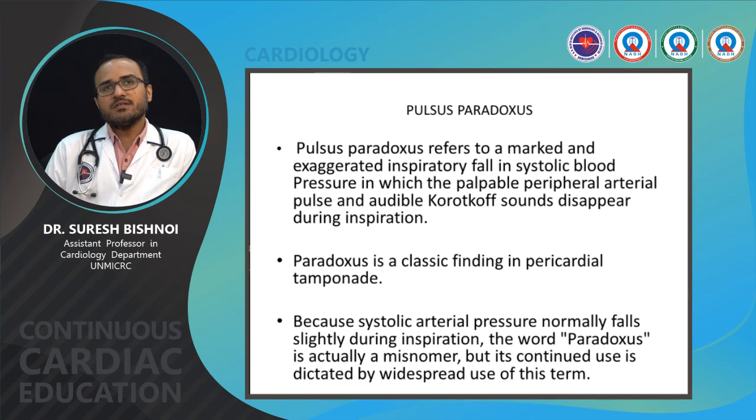The next abnormal pulse is the pulsus paradoxus. So what is the pulsus paradoxus? Pulsus paradoxus refers to a marked and exaggerated inspiratory fall in systolic blood pressure, in which the palpable peripheral arterial pulse and audible Korotkoff sounds disappear during inspiration. Pulsus paradoxus is classically described in patients with a large pericardial effusion with tamponade.